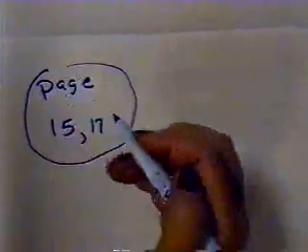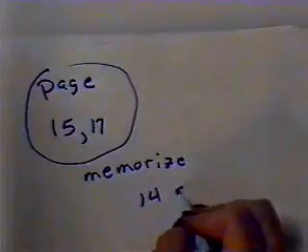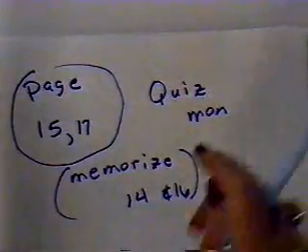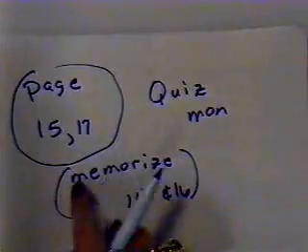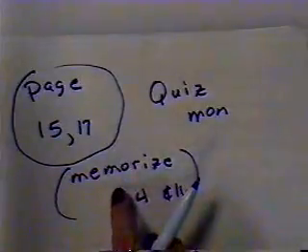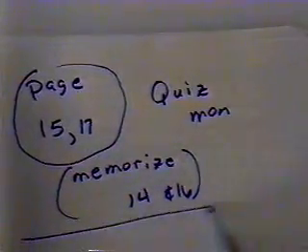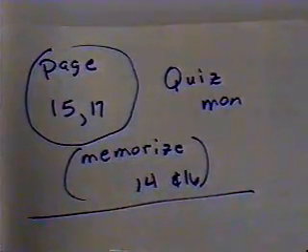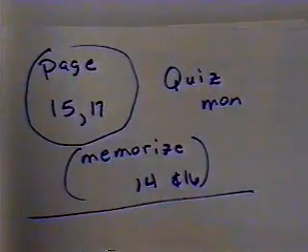The homework tonight will be pages 15 and 17. But you have to memorize the tables on 14 and 16. We will have a quiz Monday, and you'll have to memorize the metric system, the apothecary, and the metric to apothecary. You'll have to memorize these plus practice on the conversions. Any questions? Okay. We'll see you Monday.